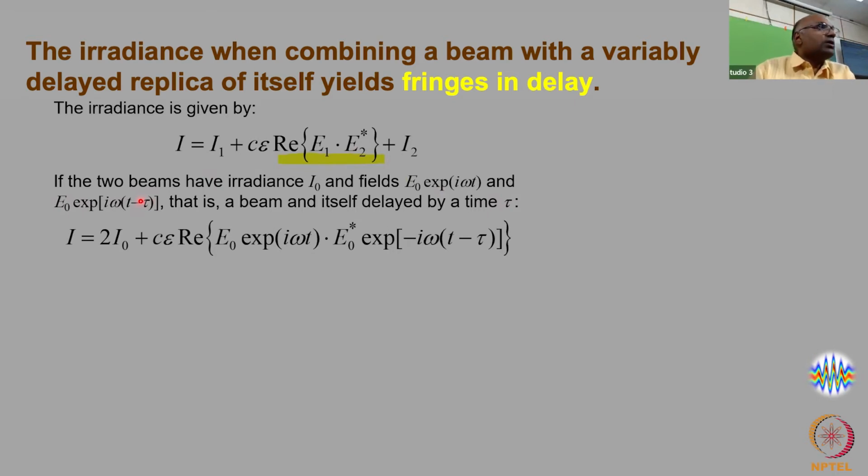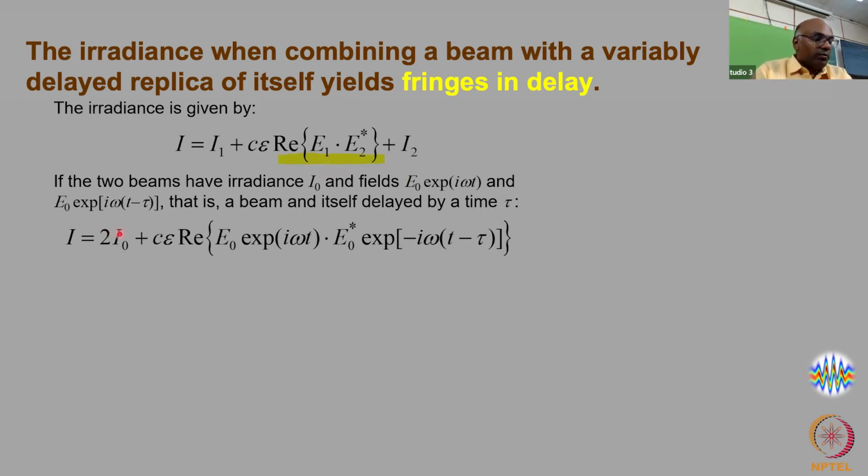Tau here is not the cyclical time period of the wave. It could be any delay value. Okay, so let us consider this hypothetical situation where the amplitude of the wave is identical, but the two waves are simply delayed by a small amount of time tau, and compute the irradiance of these two waves interfering or overlapping in a region of space.